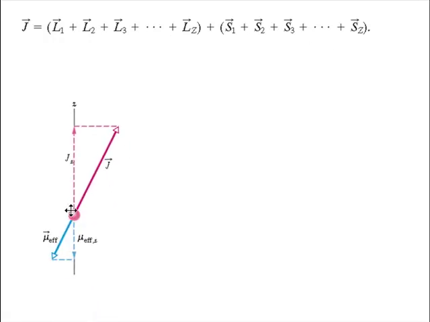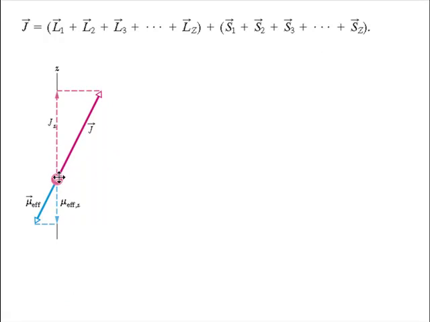Here's an illustration that shows how the total angular momentum will point in one direction, and the effective magnetic dipole from that total angular momentum points in roughly the opposite direction.